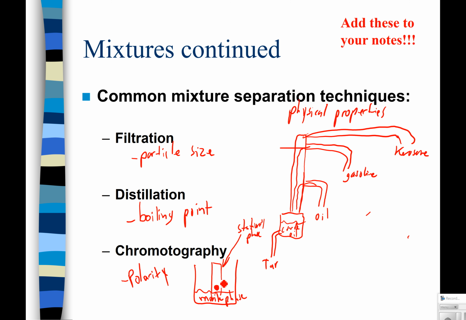And depending on that attraction, different components will separate along the stationary phase depending on their attraction in the mobile phase. So components of a mixture can be separated using chromatography, and that's based off of the physical property of polarity. For example, water is a polar molecule because water has a partial positive end and a partial negative end, kind of like a battery.